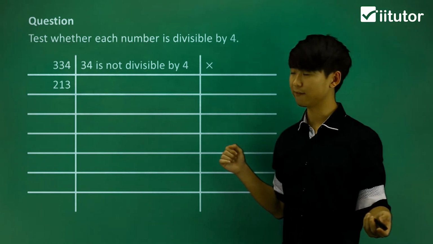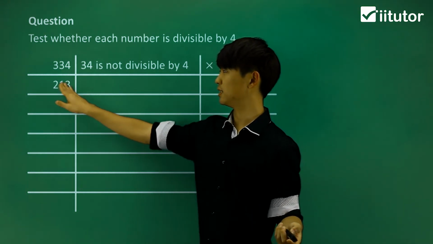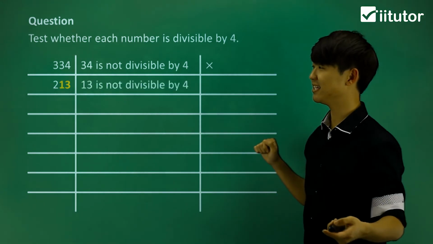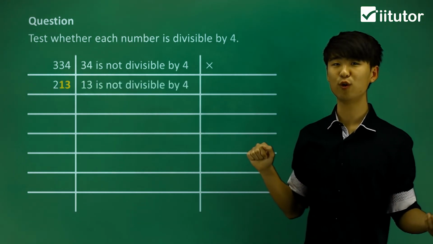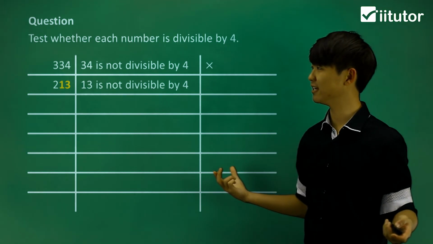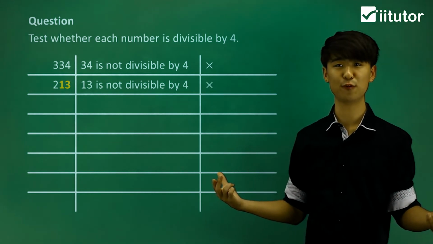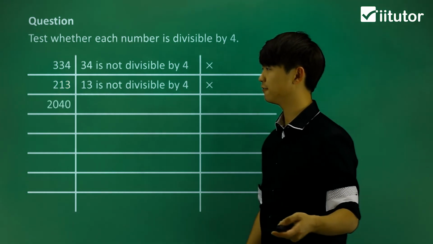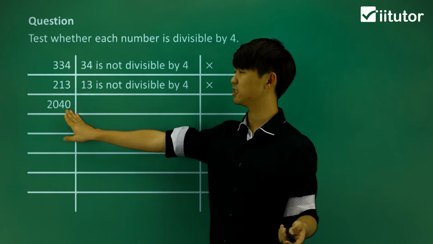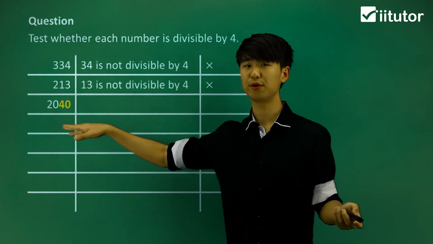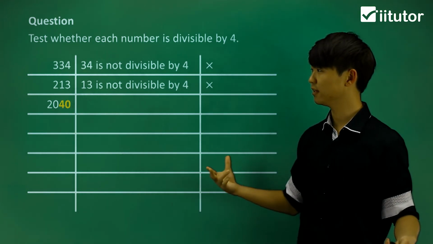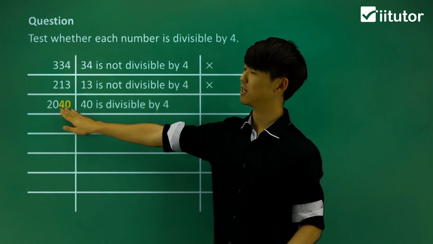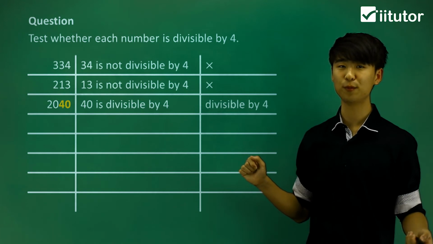Looking at the next number, we have 213. My last two digits are 13, and 13 is not divisible by 4. So again, 213 is not divisible by 4. What about this number? 2,040. Look at the last two digits. We have 40, which forms a number 40, and of course, 40 we know is divisible by 4. We finally found one. 2,040 is divisible by 4.